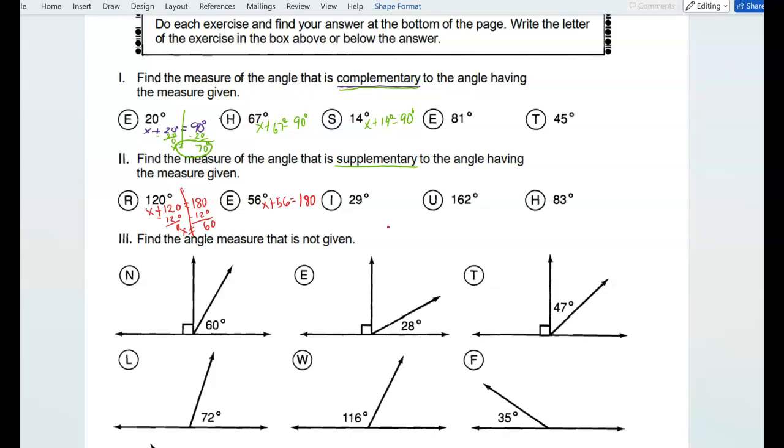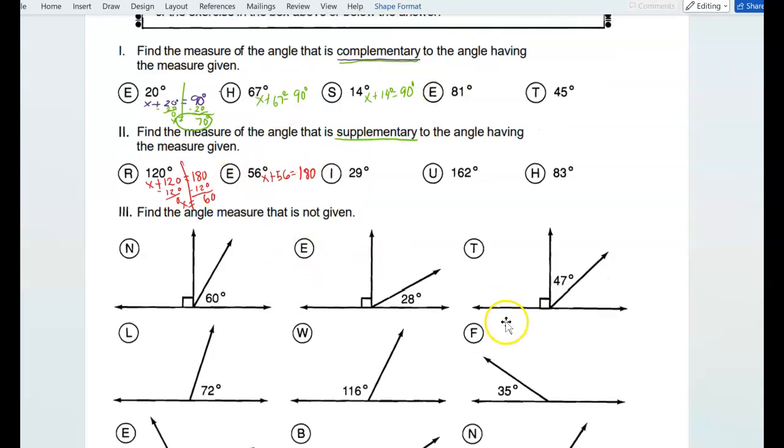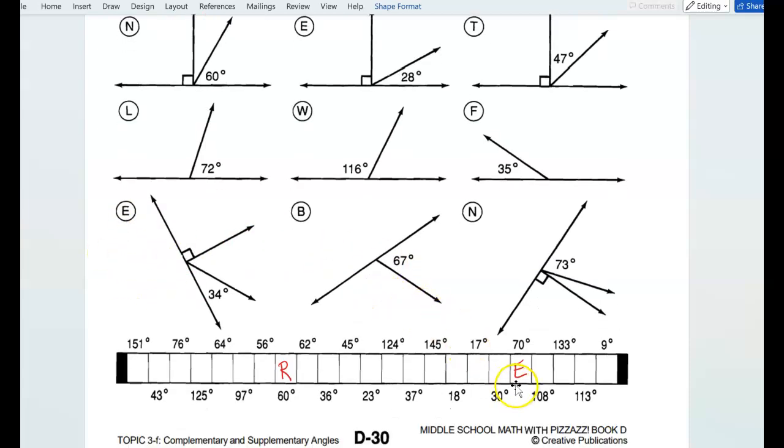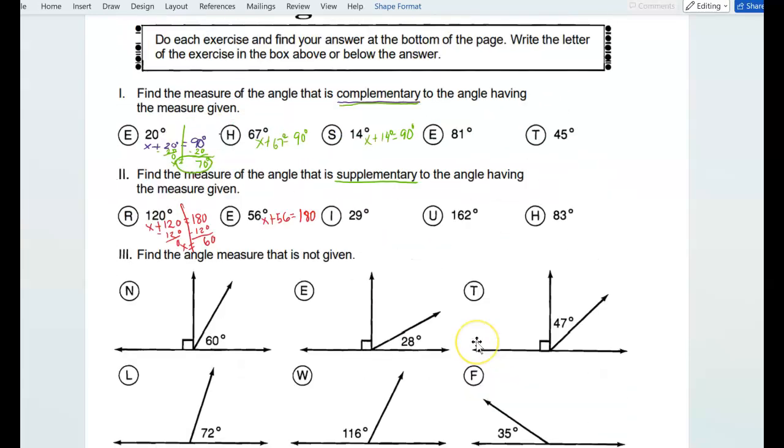Okay, so I set up letter E for you. Notice that there is another letter E. I wonder if we will end up with the same degree for the letter E's. Oh, and there's another letter E. What's going on? There's an E there too.